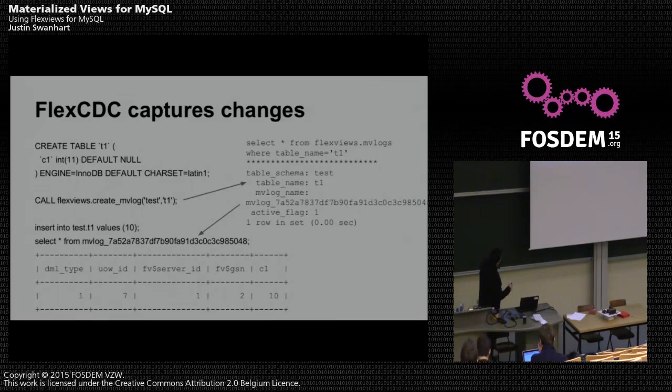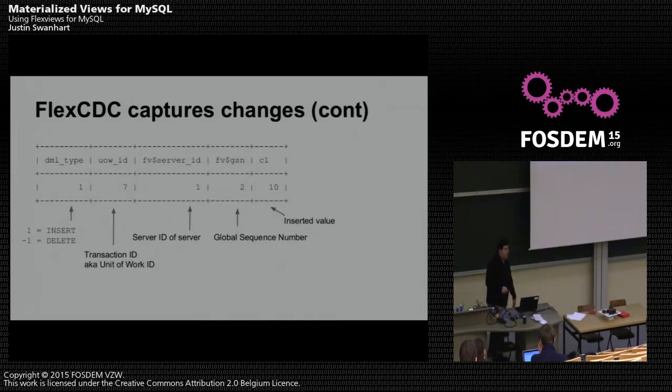Now, every materialized view log has 4 columns that start the table: the DML type, the unit of work ID, the server ID, the global sequence number, and then the actual columns from the table. Right? So these things all have a good meaning. Right? Inserts are 1, deletes are -1, updates are -1 followed by a 1. Right? So it's a delete followed by an insert.